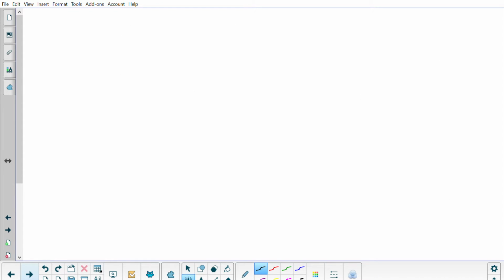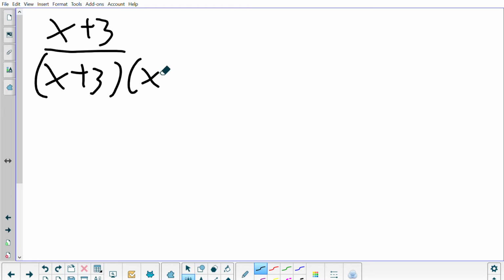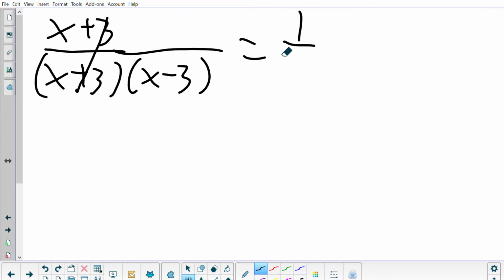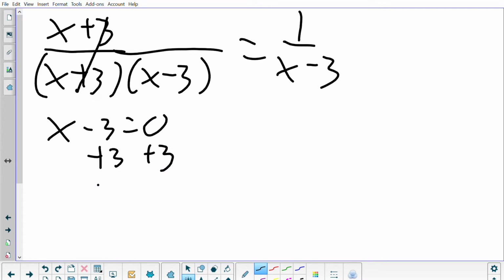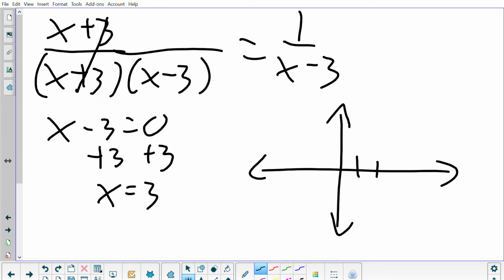Okay, another example could be x plus 3 over (x plus 3)(x minus 3). So because there's an x plus 3 on both top and bottom, I can cross those out. And then since there's nothing left on top, it's just 1 over x minus 3. Now I set the denominator equal to 0, and I solve for x. So again, I'm not quite sure what my graph does, but I know at 3 there's some kind of wall preventing it from going that direction.